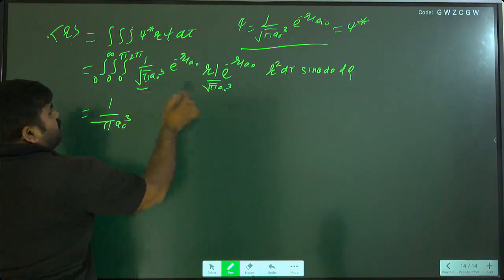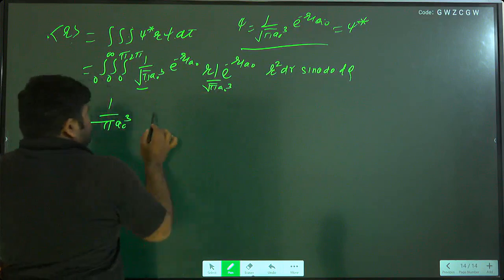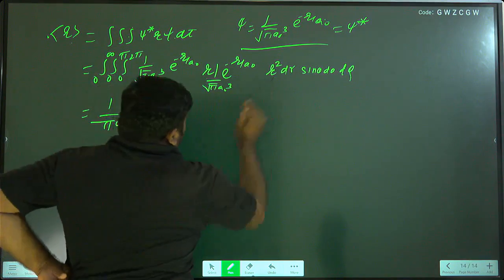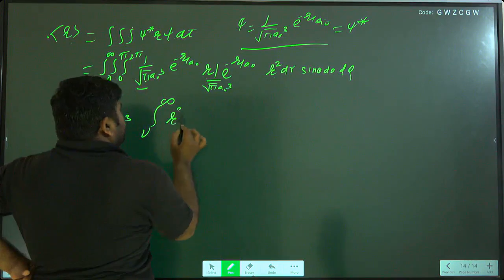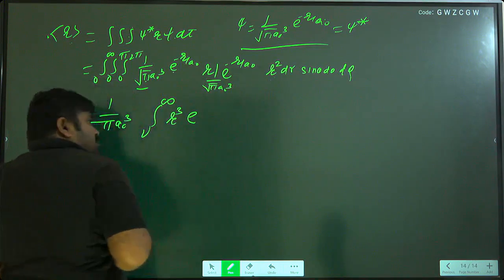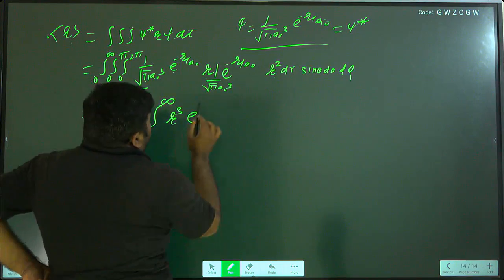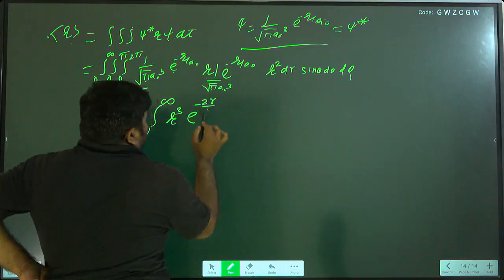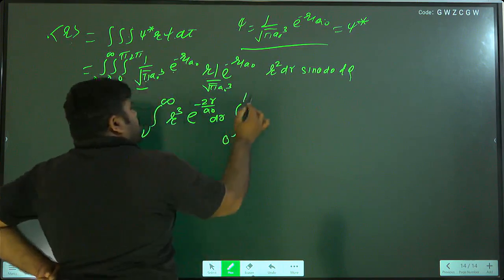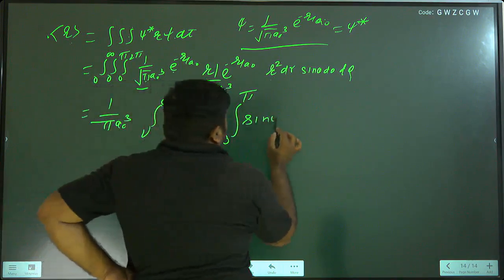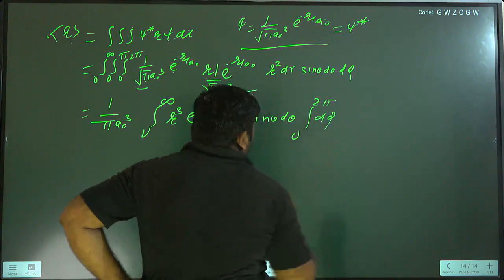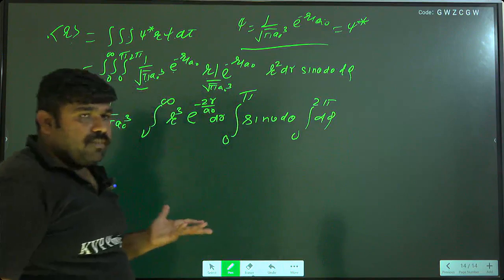Understood, 1 by 2 becomes 1. Limit 0 to infinity. This one is r, this is r squared. That means this becomes r to the power 3 e to the power minus r upon a naught. Here the base is the same, so we can add: 2r upon a naught into dr. Next, 0 to pi sin theta d theta and 0 to 2 pi d phi. Okay, solve one by one.